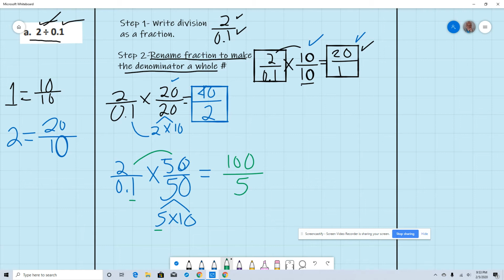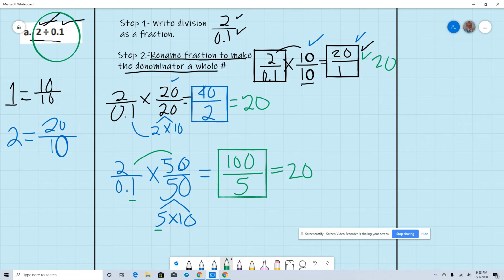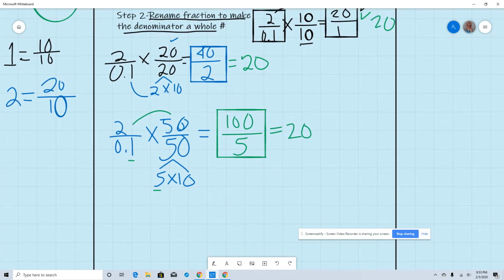Now what I want you to notice is that all these answers equal 20. 20 divided by 1 equals 20. 40 divided by 2 equals 20. And 100 divided by 5 equals 20. So the answer for this problem is 2 divided by 1/10 equals 20, or 20 tenths.